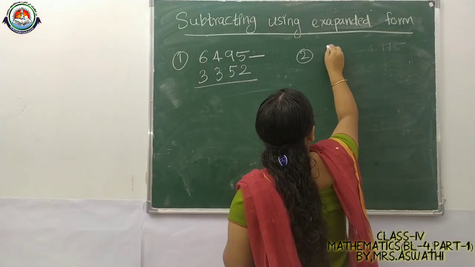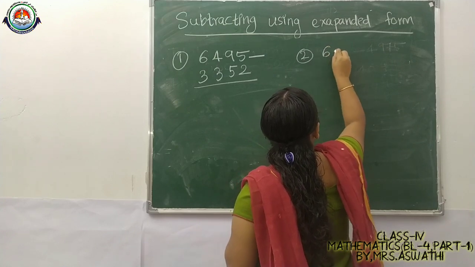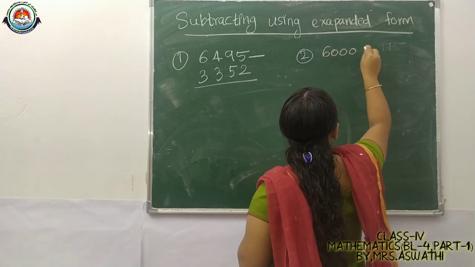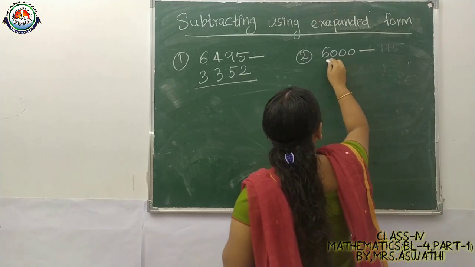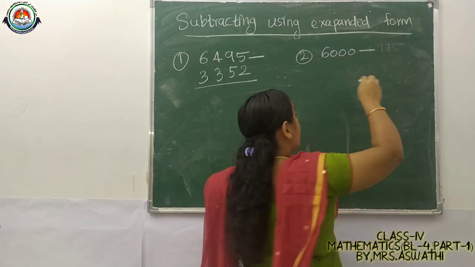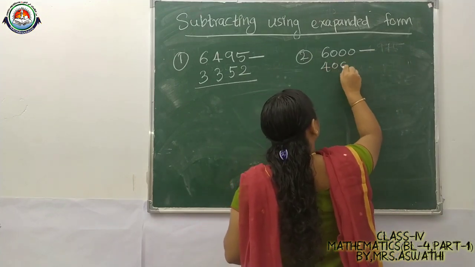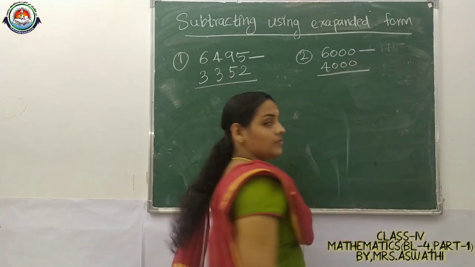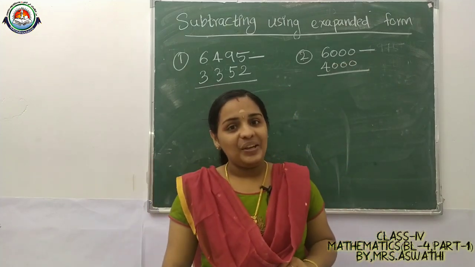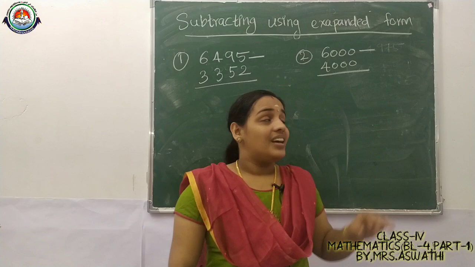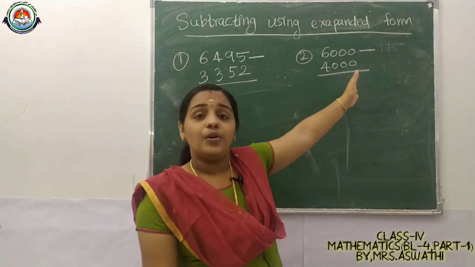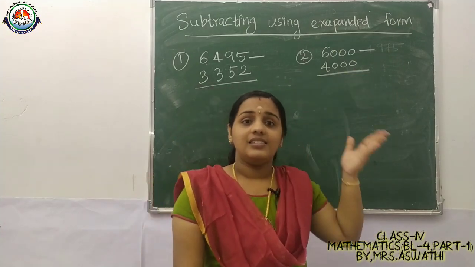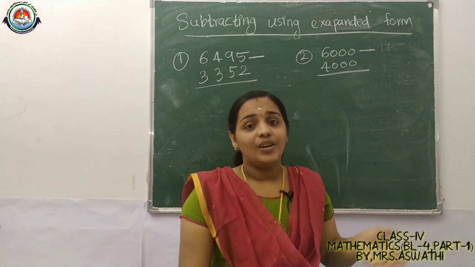Yes. 6,000 minus 4,000. Can you do this easily? Okay. You do it and send the answer to me.